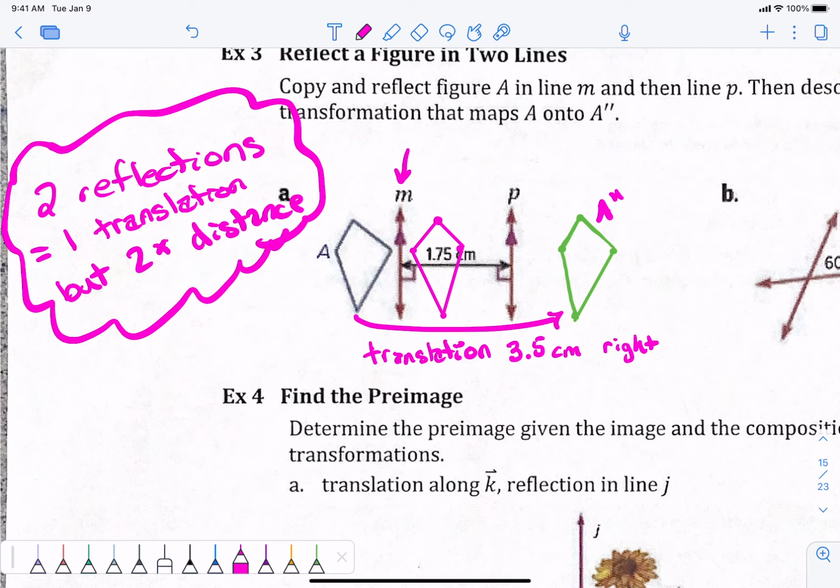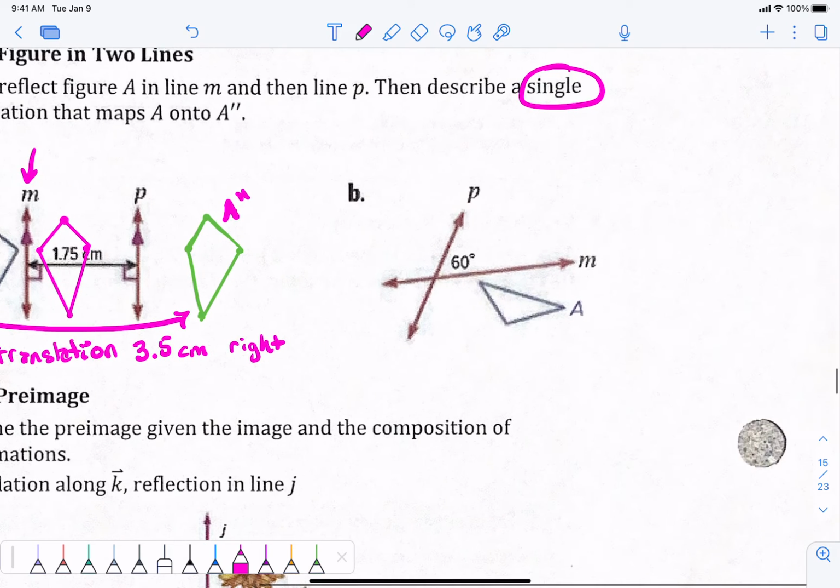All right, so there's that. Make sense? So that's the big important part. Make sure you have this written down over here. That's the biggest, most important part. Okay, let's go to part B.